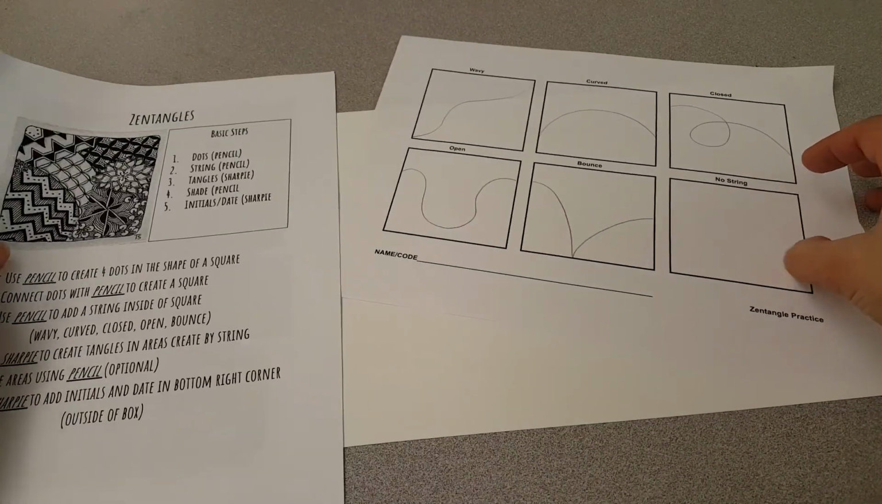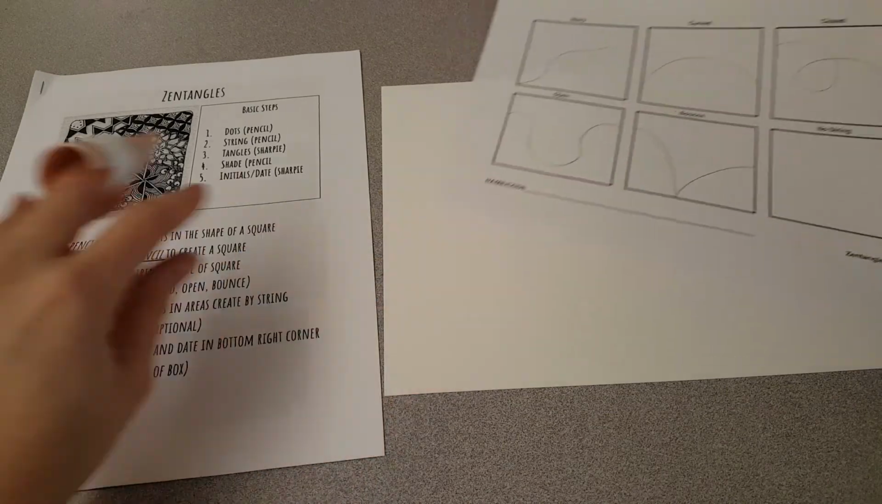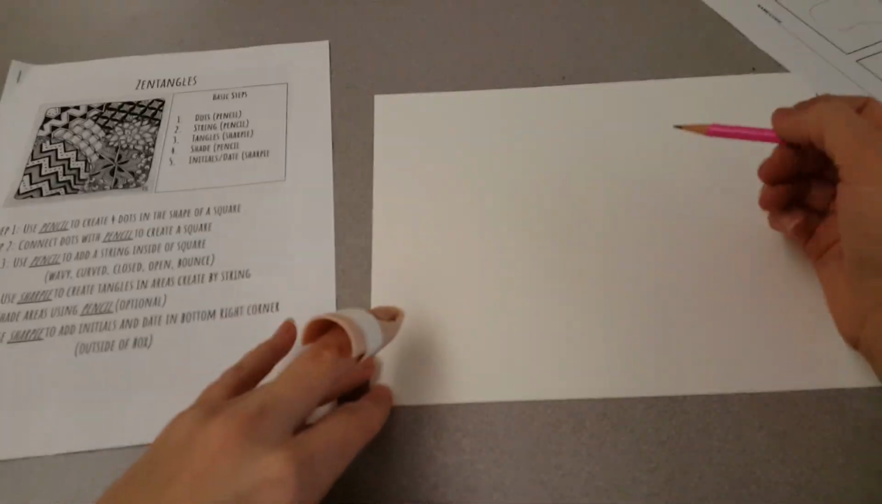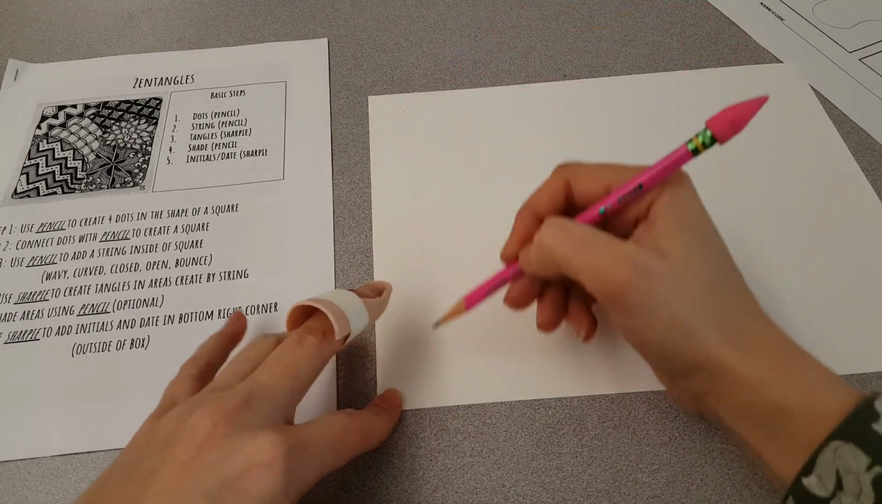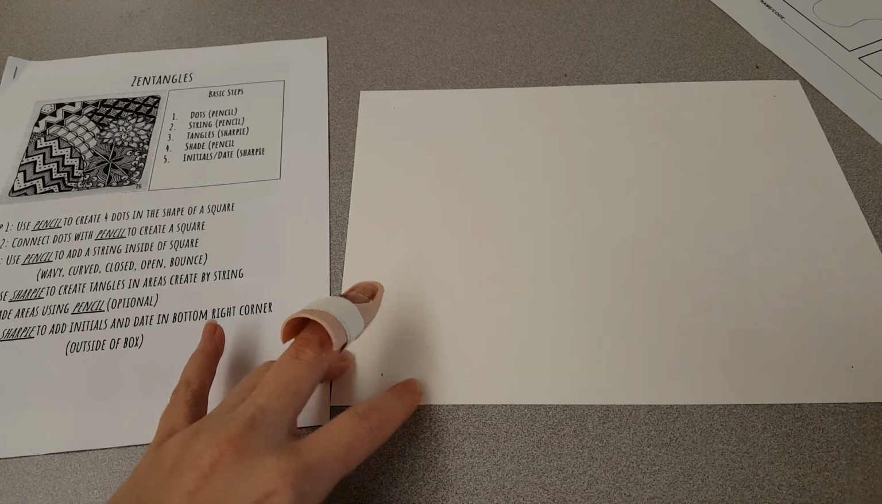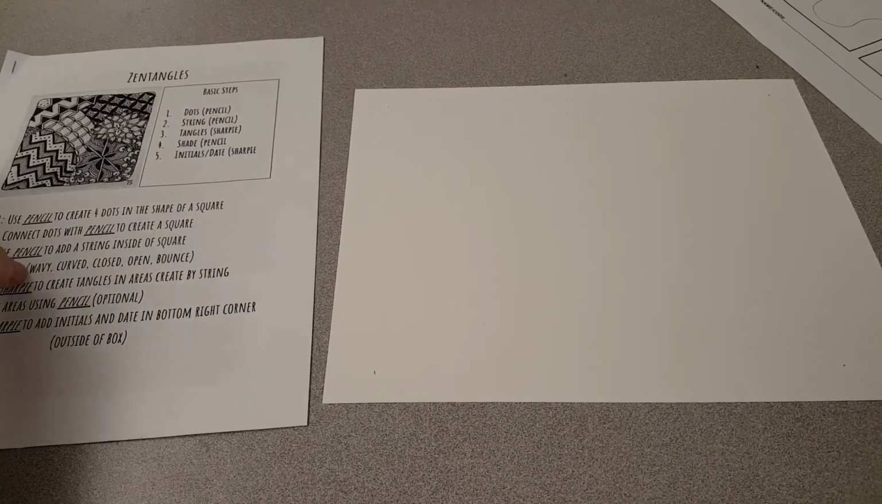Number one says dots. Dots is basically using a pencil to create 4 dots in the shape of a square. This is going to help you with your border. And you don't have to be exact. It's just kind of a guesstimate on where your 4 dots are going to be.